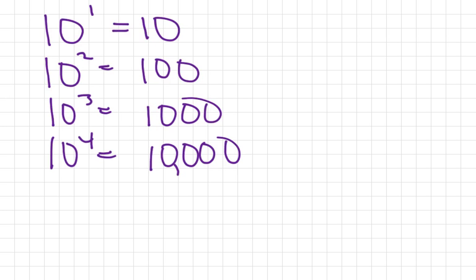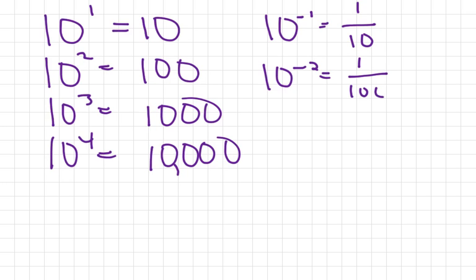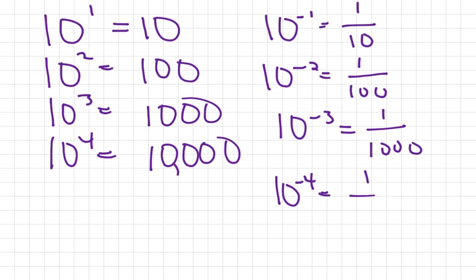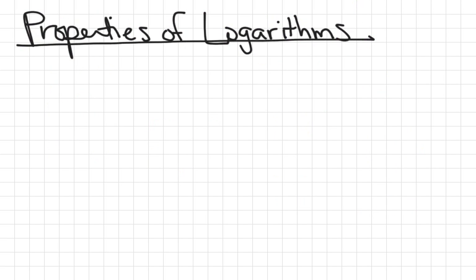Now let's talk about what happens when you have negative exponents. So 10 to the negative 1st is 1 over 10. It's 1 over a 1 with a zero. 10 to the negative 2nd is 1 over a 1 with 2 zeros. 10 to the negative 3rd is 1 over a 1 with 3 zeros. 10 to the negative fourth is 1 over a 1 with 4 zeros. Pretty cool, huh? Now let's talk about some properties of logarithms.